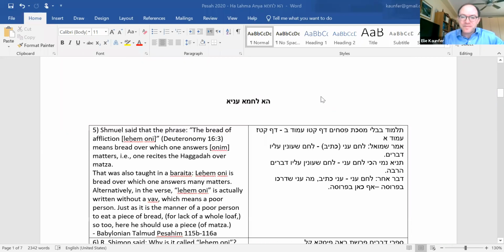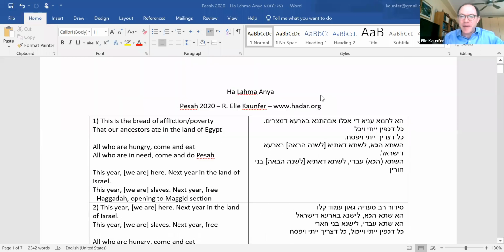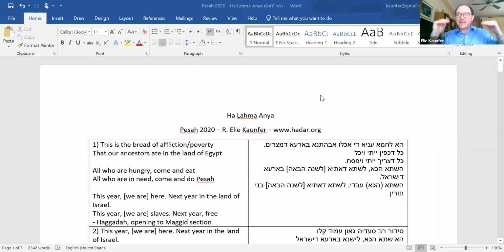Okay, that's sort of just the background on the three sections of this, and a little bit of its history. We're going to try to understand what it means a little bit.